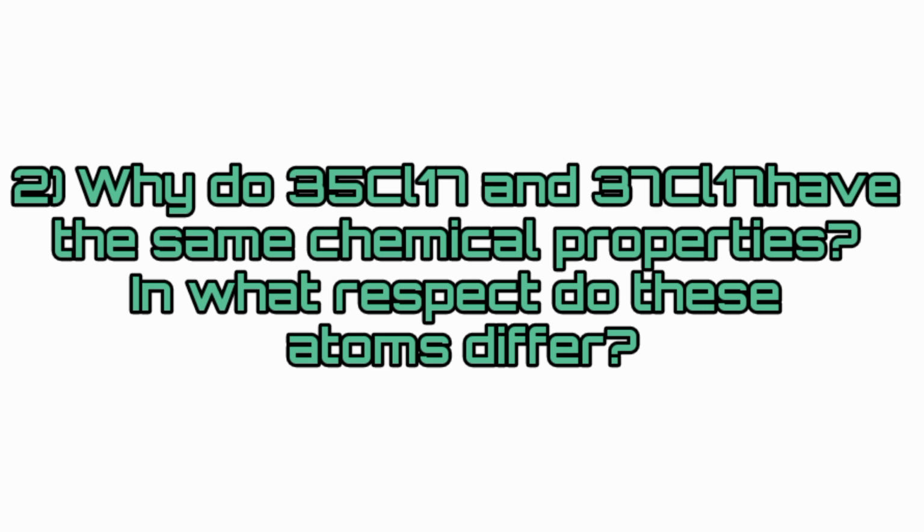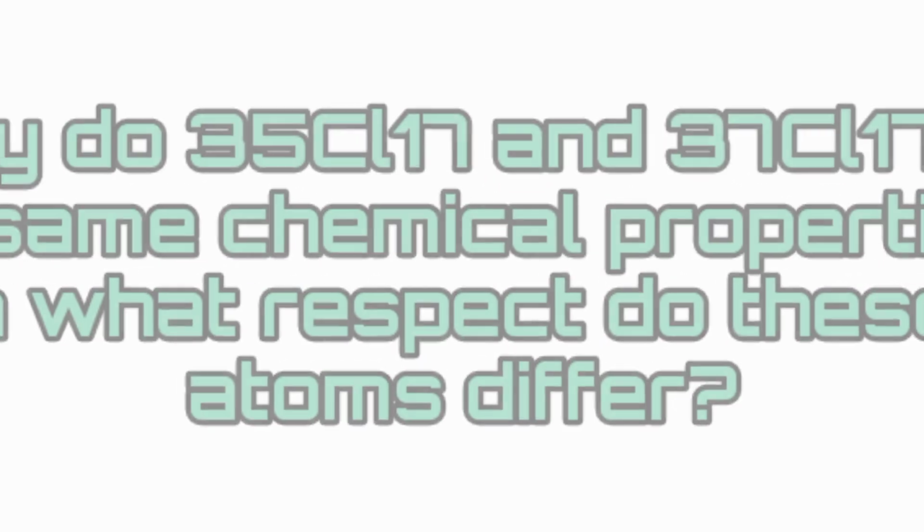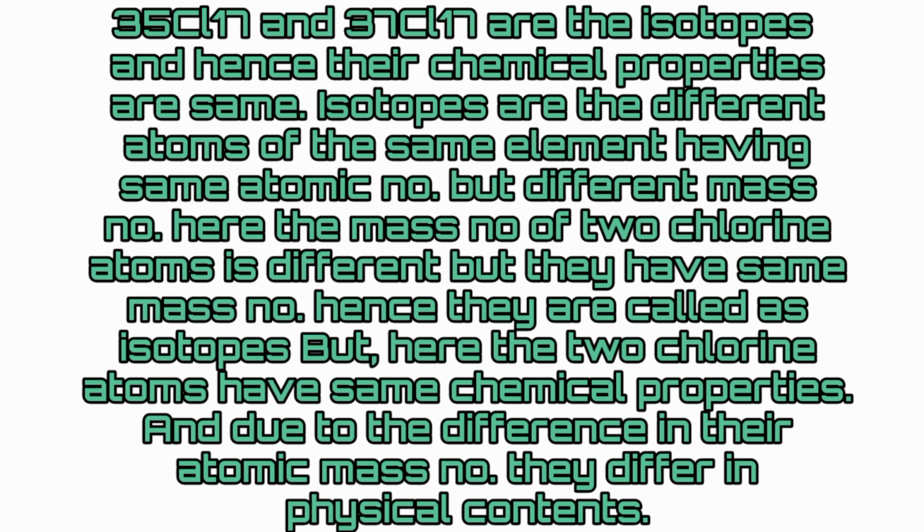Second question. Why do chlorine 17-35 and chlorine 17-37 have the same chemical properties? In what respect do these atoms differ? Answer. Chlorine 17-35 and chlorine 17-37 are isotopes and hence their chemical properties are the same. Isotopes are different atoms of the same element having the same atomic number but different mass number. Here the mass numbers of the two chlorine atoms are different, but they have the same atomic number. Hence they are called isotopes.